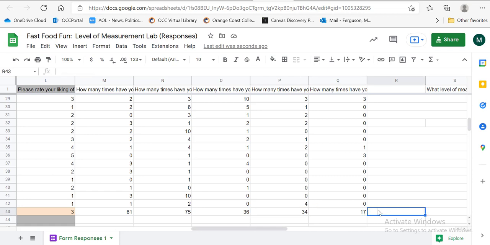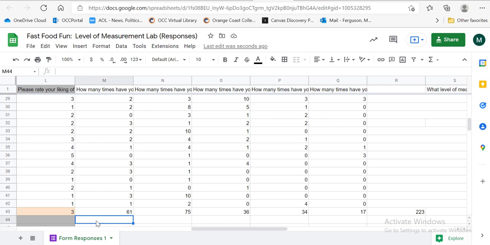Now I need the total number of times students ate at restaurants, so I'm going to get the sum of that. And you might be thinking, well, I don't know how to use all this stuff. I've never done any of this in Google Sheets or Excel or anything. It's a skill. It's a good skill to have.